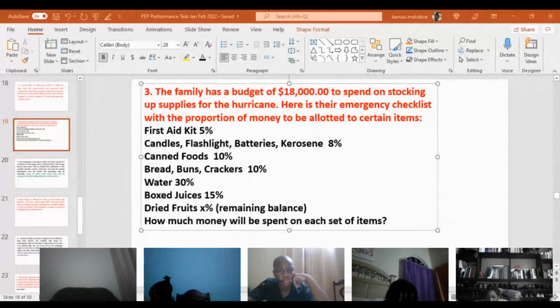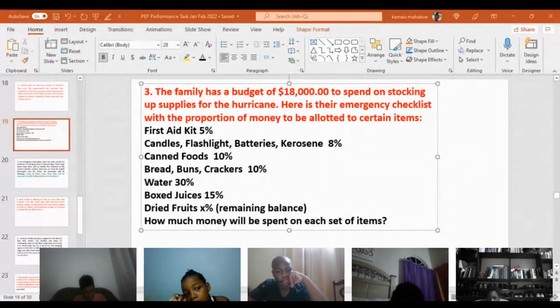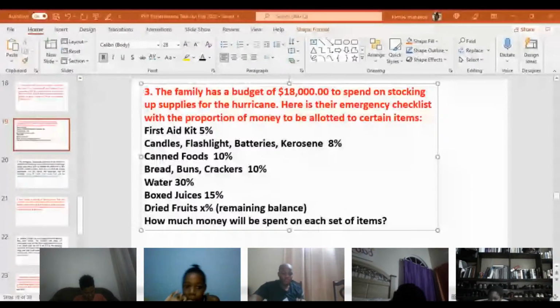The dried fruits or the box juices? No, Miss. We have the juices. Oh, yes. The last one that was given the percentage. So that's the box juices. How much money? Miss, that is $3,960. For the box juices? Oh, sorry, Miss. That's $2,700. All right. So they really want to make sure that they're going to stay hydrated during this storm, right? They're planning to spend a good amount of money on water for the family and juices to stay hydrated.